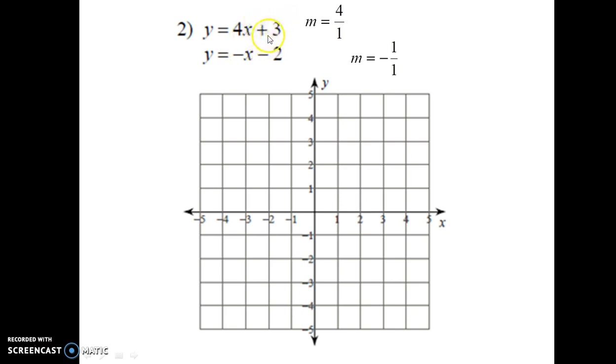Y-intercept, this number is 3. So you begin at 3 on the y-axis. Then you use your slope, up 4 over 1. But up 4 will take us off the graph, so we can always go the opposite direction. 1, 2, 3, 4. Now you have to decide over 1, is it this way or is it this way?